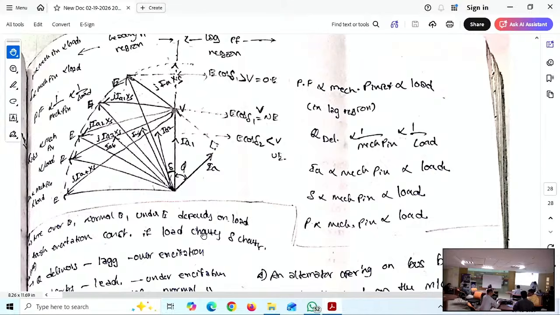Tomorrow's session is on three-phase induction motors, the 21st, I think.